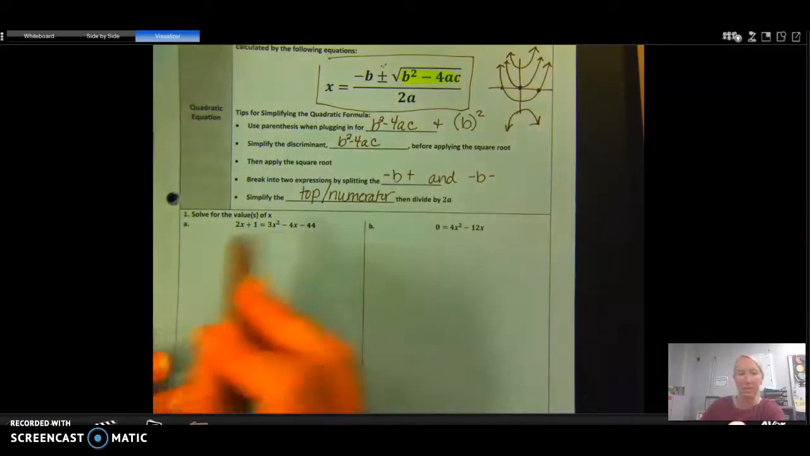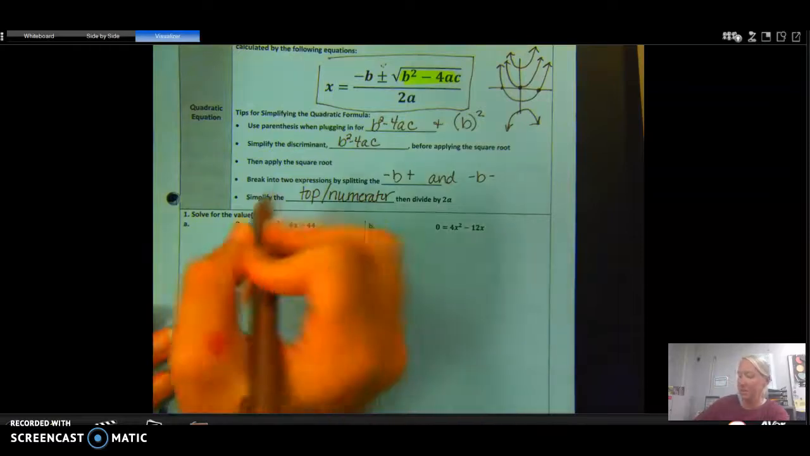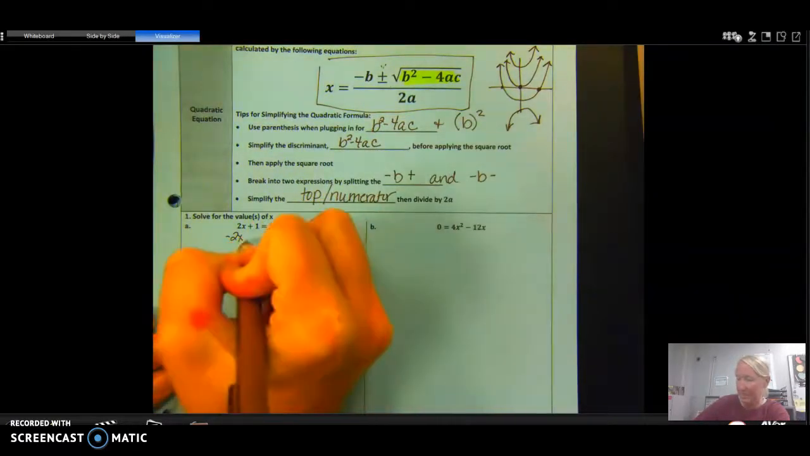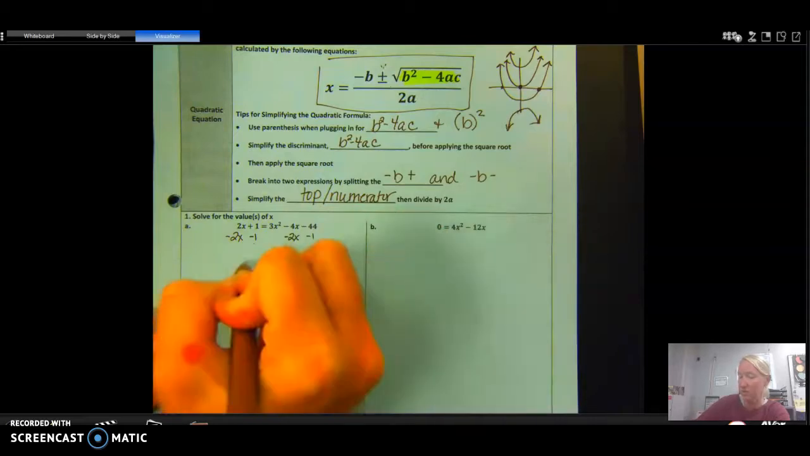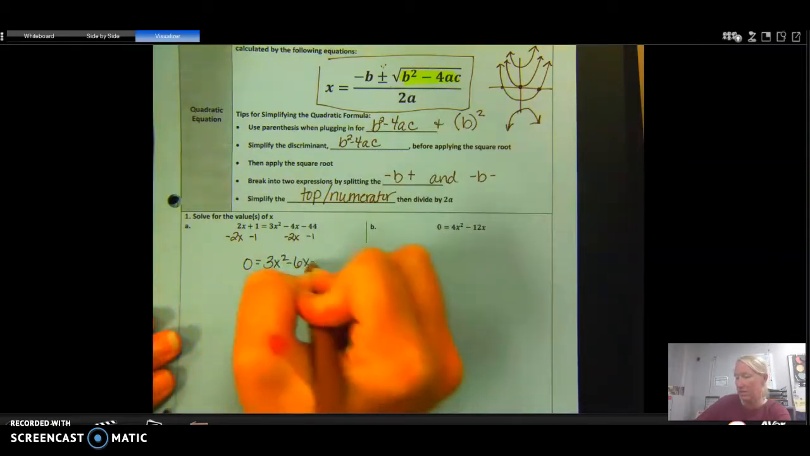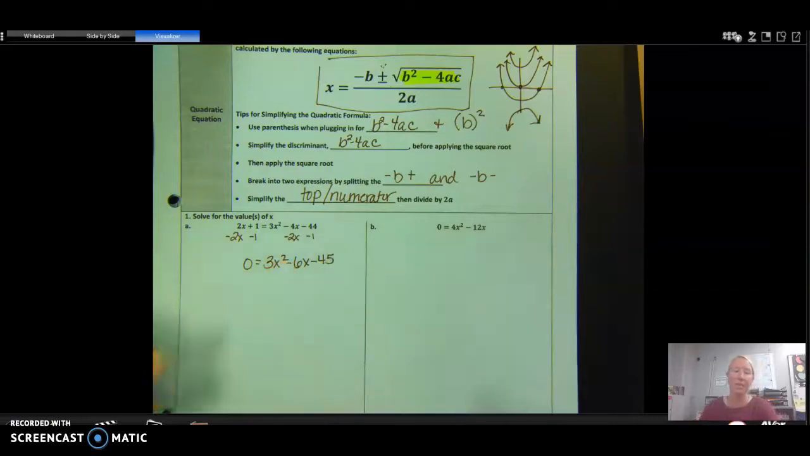So here's an equation. First thing you're going to do is get it equal to 0. So I'm going to subtract 2x from both sides from its like terms, and I'm going to subtract 1 from both sides. So I get 0 equals 3x squared minus 6x minus 45. You'll probably need a calculator for this.